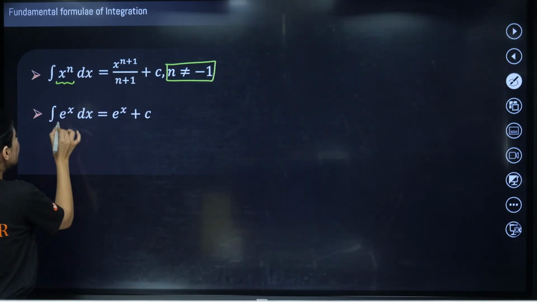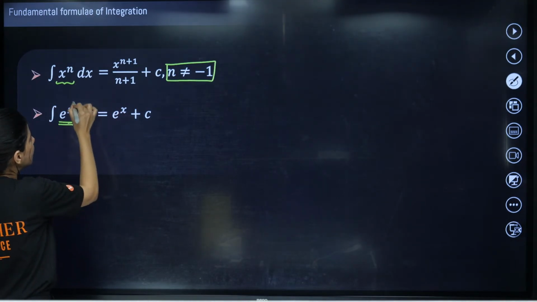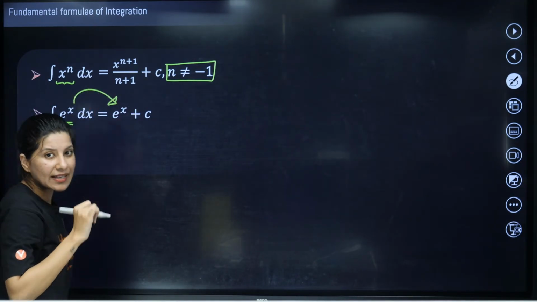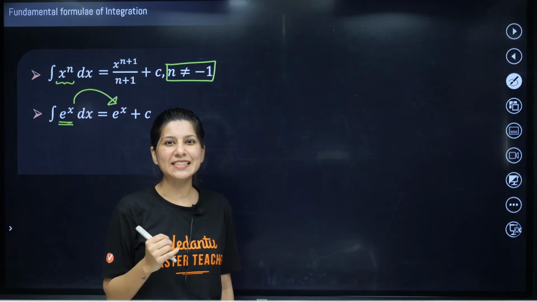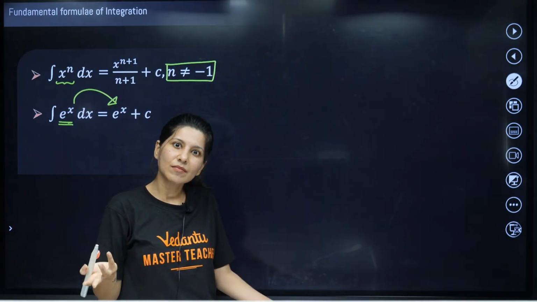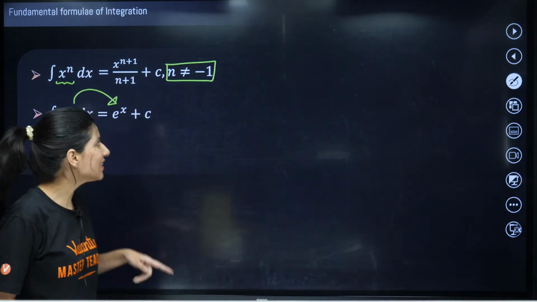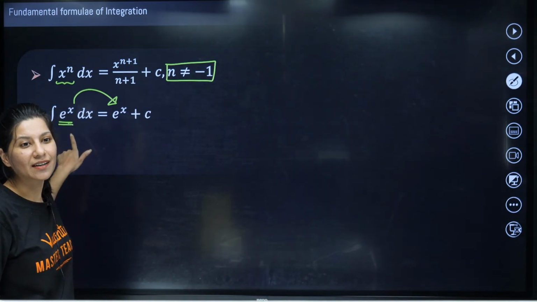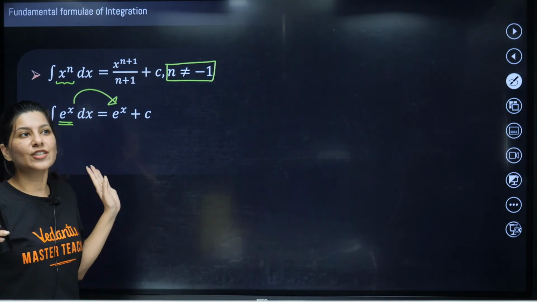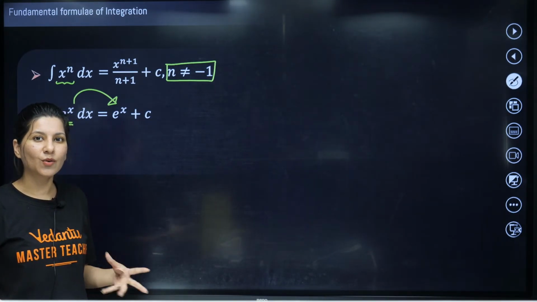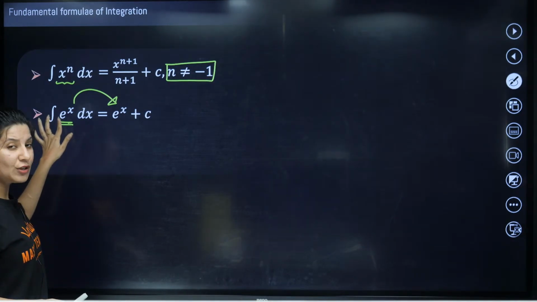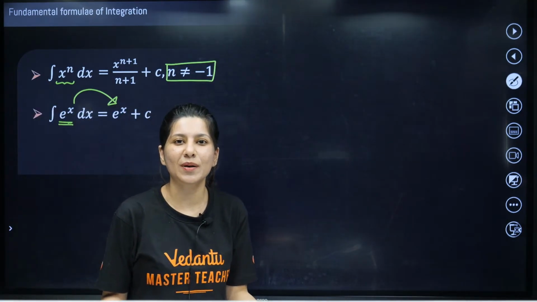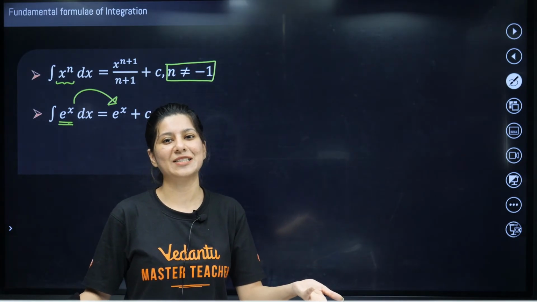Here the integration of e raised to power x is e raised to power x only. By the way, just tell me, what is the derivative of e raised to power x? Ma'am, e raised to power x. So basically e raised to power x is a sigma male, which doesn't even care what is happening or not happening. If you differentiate e raised to power x, you get e raised to power x. If you integrate, e raised to power x.